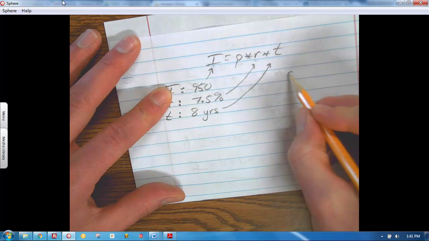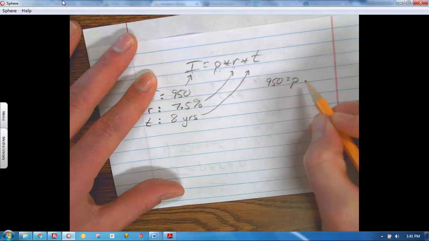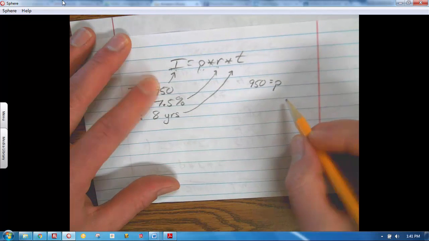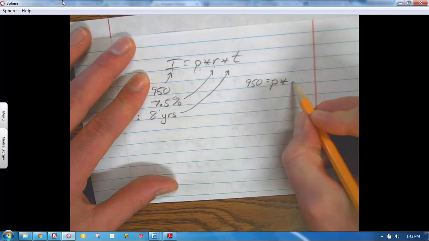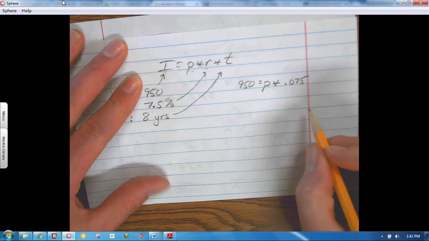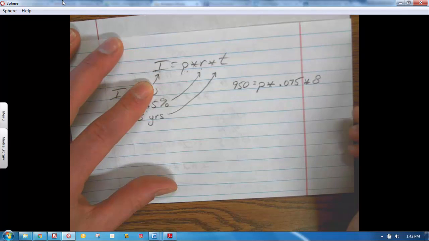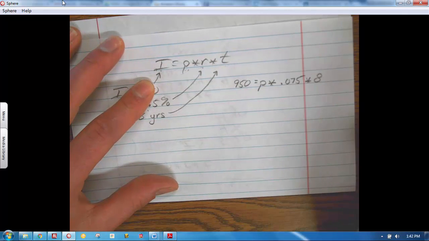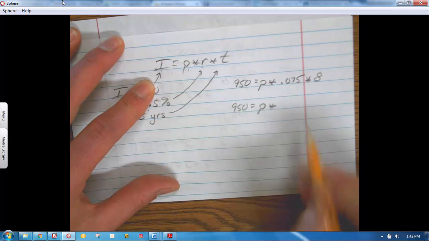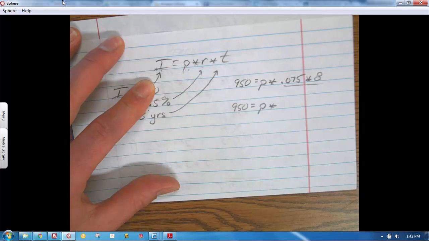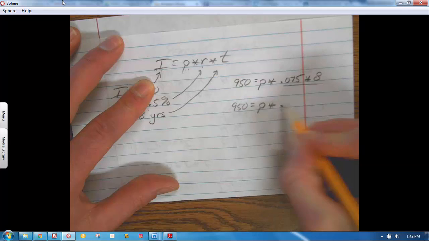Okay, so no big deal, we just plug our numbers into the appropriate spots. So when we rewrite this and we substitute $950 in for the interest, principal is still what we're looking for, so that's our P. The rate, 7.5, so we want to write that as a decimal, which is 0.075 times the time of 8 years. Now to figure this out, we're going to bring our 950 down. I'm going to put these two together here first, so I'm going to simplify 0.075 times 8, and that gets me 0.6.